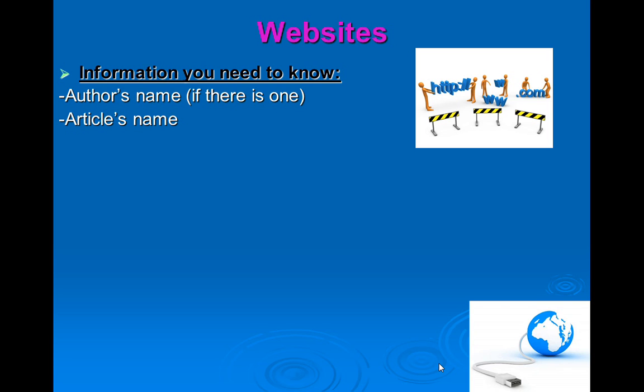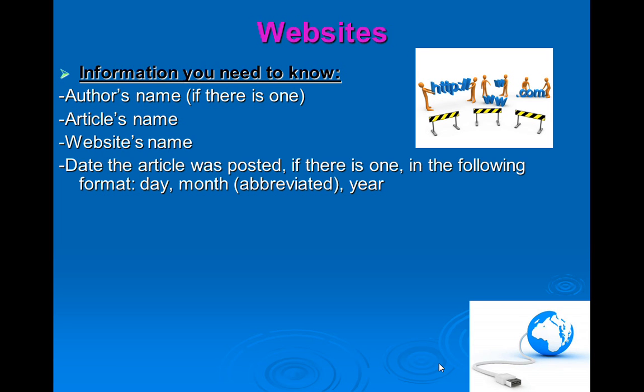The article's name. This should be at the top. The title of the article should definitely be at the top. You will always have an article title. Don't tell me there wasn't a title. I promise you there was. A website's name. Again, you must have the name of the website. And I'll show you in just a second a quick trick to finding website names.